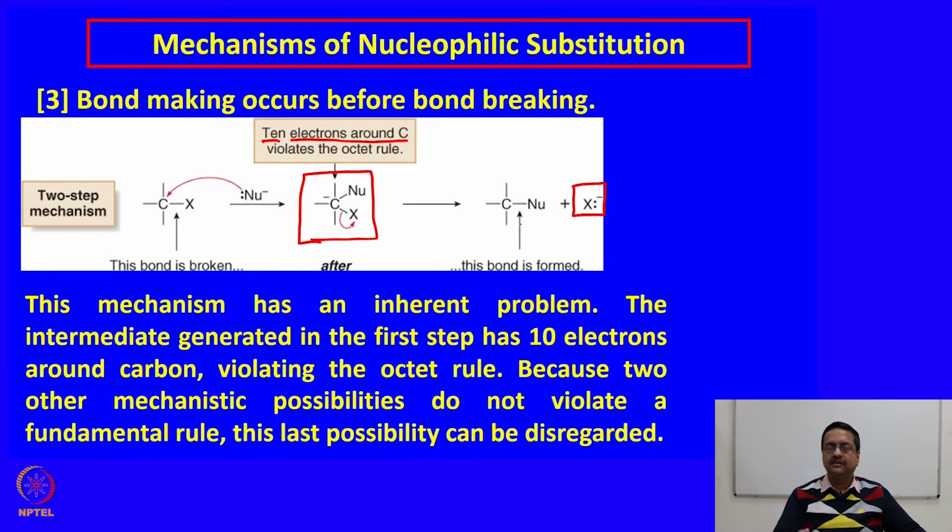This of course is a theoretical possibility, but it is not at all possible because it violates the octet rule, that is, there can be a maximum of 8 electrons on a carbon atom.